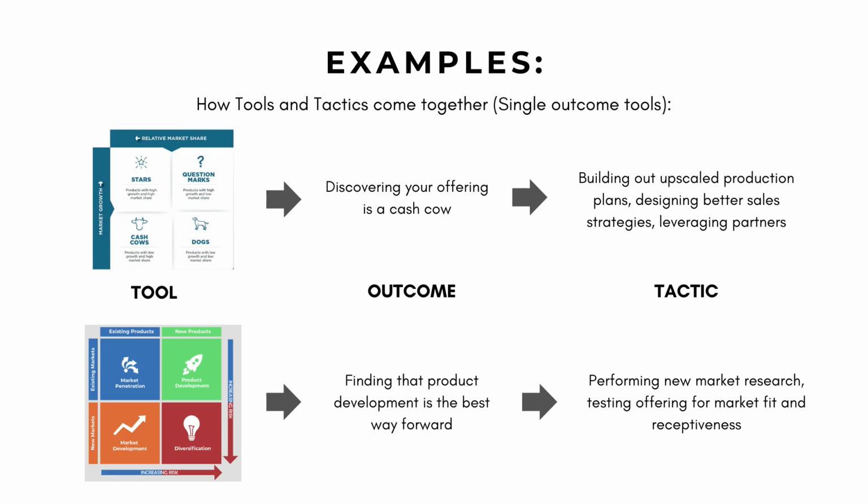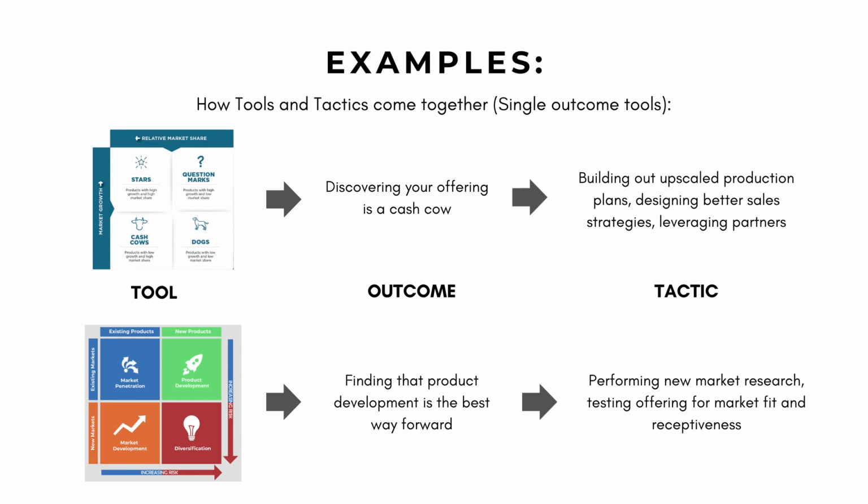Where the fun begins effectively is where the tools and the tactics come together in your strategic development. Now, within the single outcome tools, a perfect example of this is when you are using, for example, the BCG matrix, which is the tool. You use this particular tool and you get an outcome, which is discovering that your offering, for example, is a cash cow. That discovery I call an outcome.